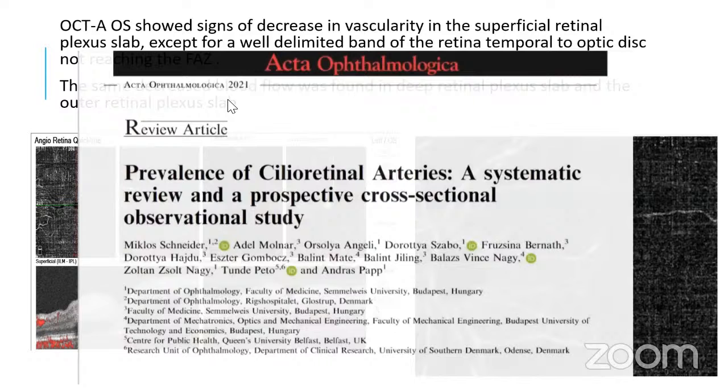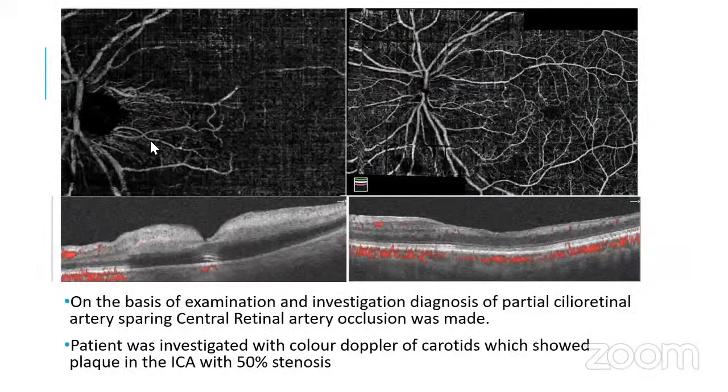Here we can see the image where the patient came to us for the first time. Here we can see the cilioretinal artery and restricted flow in the rest of the retina. It's only in the temporal aspect of the optic disc. This is the subsequent visit after 1 month, where recirculation has been gained and there is circulation in the whole of the retina, but because of the inner retinal hyperreflectivity or ischemia of the retina, the vision doesn't improve much. On the basis of examination and investigation, a diagnosis of partial cilioretinal artery sparing CRAO was made.